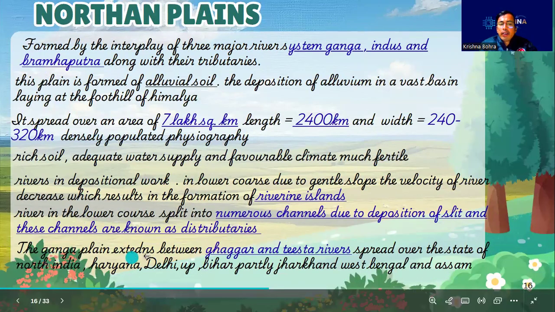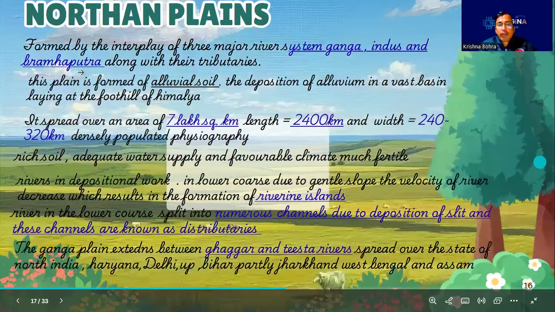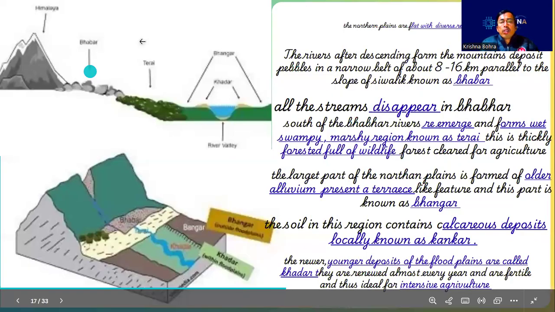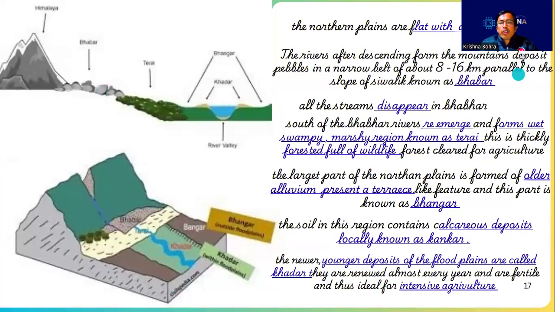The Ganga Plain extends between Ghaggar and Tista River, spread over the states of Haryana, Delhi, UP, Bihar, partly Jharkhand, West Bengal, and some part of Assam. Some of the important features of this particular northern plain are the formation of this type of figure.